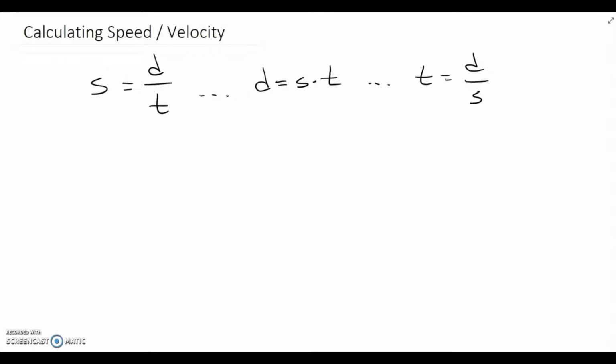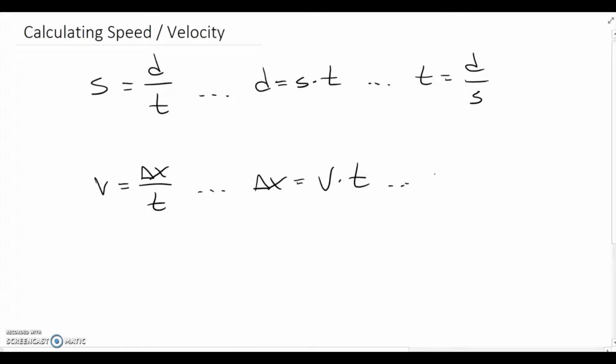But if we do care about direction, we now have these quantities of displacement and velocity, right? So we typically see another form of this equation where we have velocity, and velocity is what we call displacement over time. And I can rearrange that and have displacement is velocity times time, and time would just be displacement over velocity, right? So you have the same three equations, except we've now replaced the scalar quantity of speed with what we call a vector quantity.